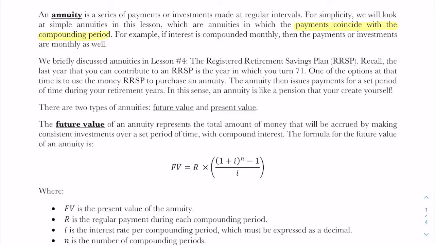The annuity is a financial product that then issues payments to you for a set period of time in your retirement years. In this way, you can think of it like a pension, but it's like a DIY pension, one that you make yourself. There are two types of annuities, future value and present value. We're going to start off by looking at future value annuities first.